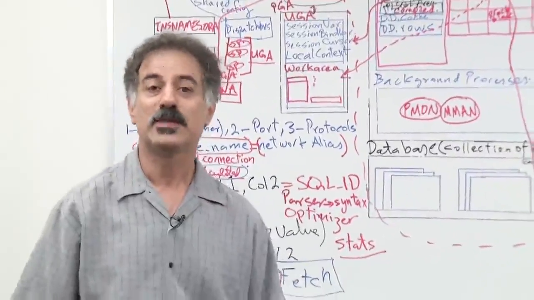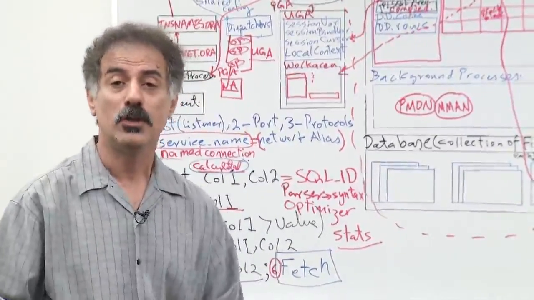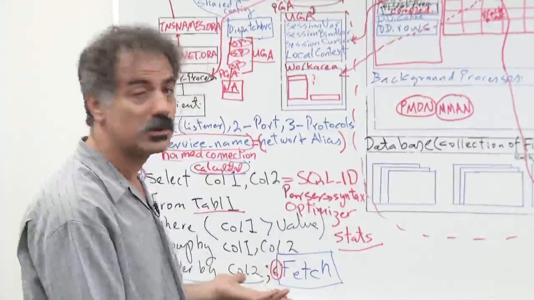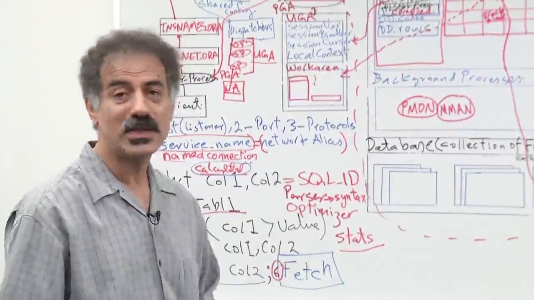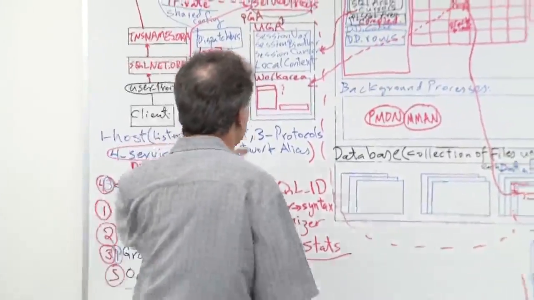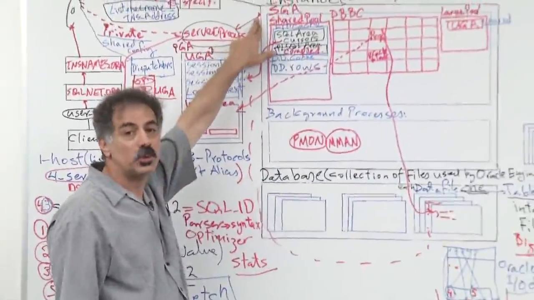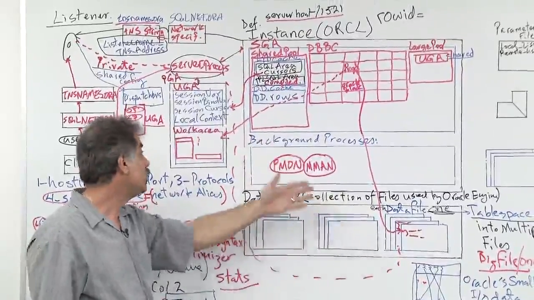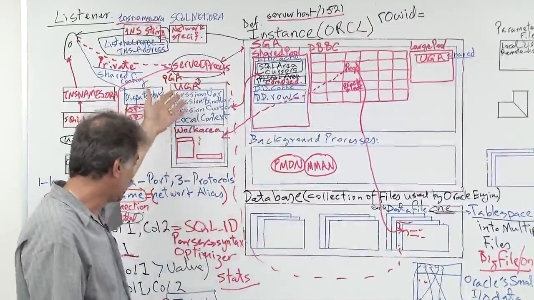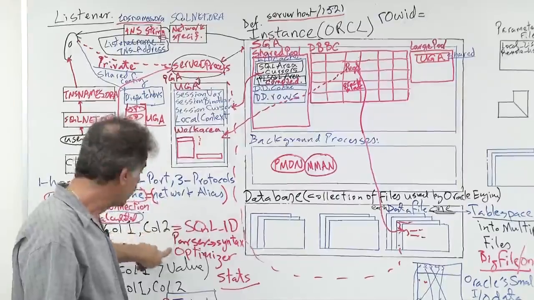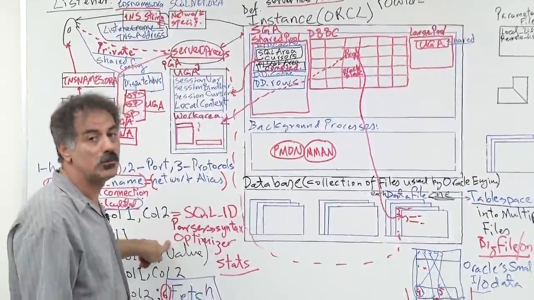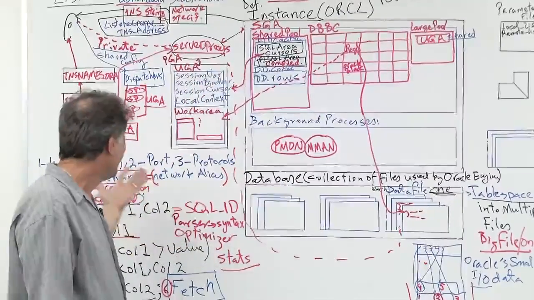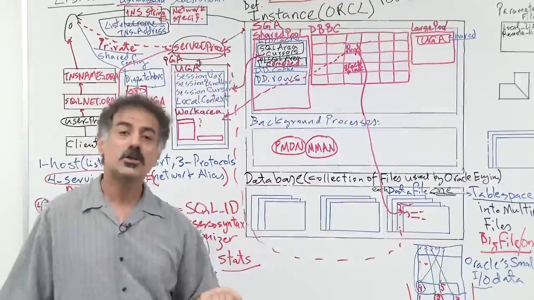So now, as you can see, we are done with a select execution. And as you noticed, to execute the select statement, all I need is the shared pool, the buffer cache, my data files, the server process, parser, and the optimizer. I don't need anything else here. Nothing else is involved in a select statement execution.